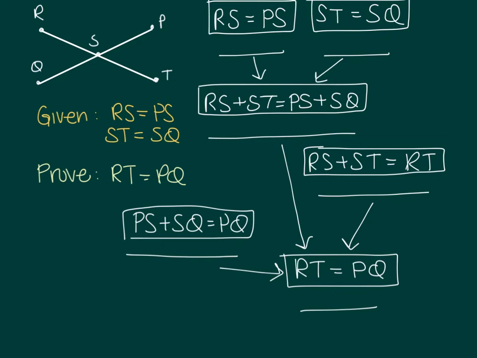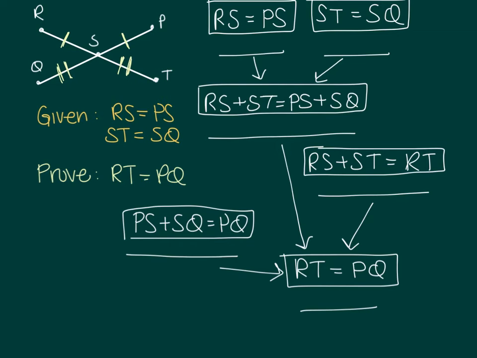So if we look over here to the left, we see that we have a diagram. We're given that RS is equal to PS, ST is equal to SQ, and I want to prove that RT is equal to PQ. So first of all, I like to mark up my diagram. If I'm given that RS, this guy here, is congruent to PS, and ST, which is this guy, is congruent to SQ, how can I prove that RT is equal to PQ?